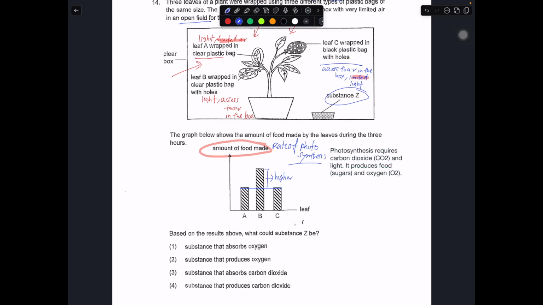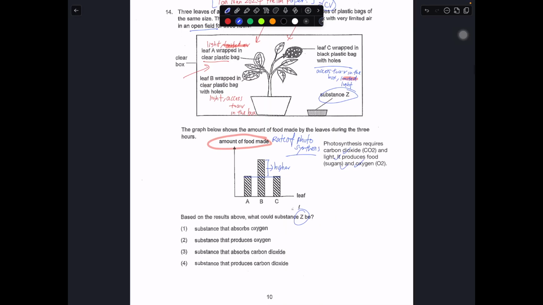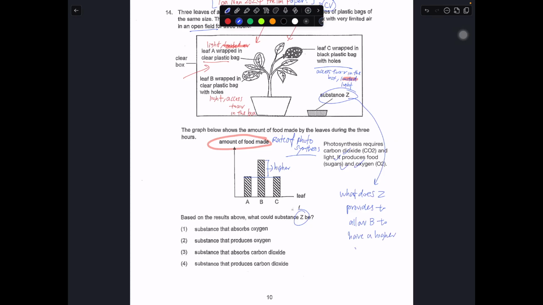So let's take a look. Photosynthesis requires carbon dioxide and light, and it produces sugar and oxygen. Then they ask you, what could substance Z be? What did substance Z produce, okay, such that B can make more food than the rest? There must be something that Z will produce, or Z will take away, such that B will make more food than the rest. So that is the key portion. So basically, what does Z provide to allow B to have a higher rate of photosynthesis as compared to the rest?